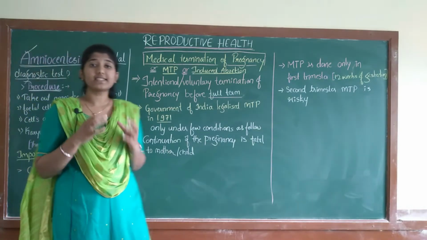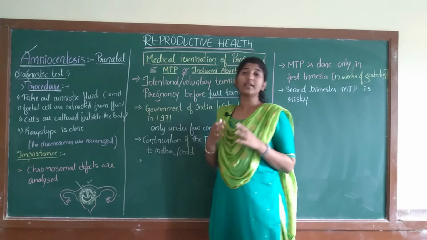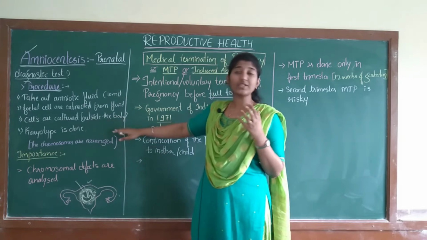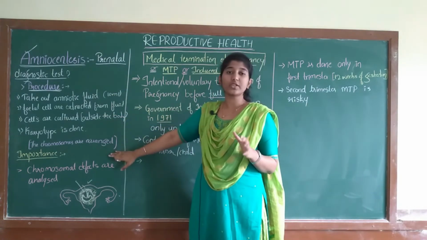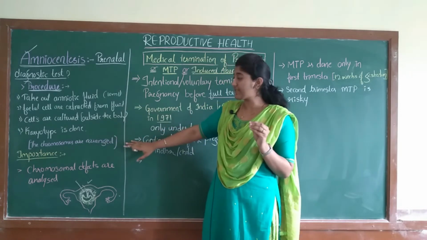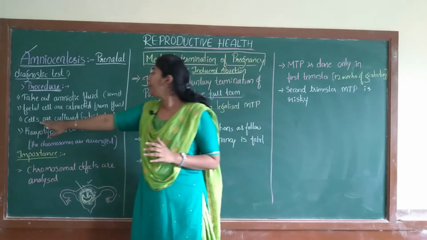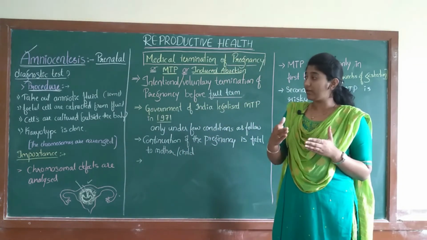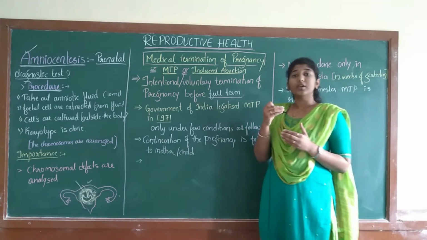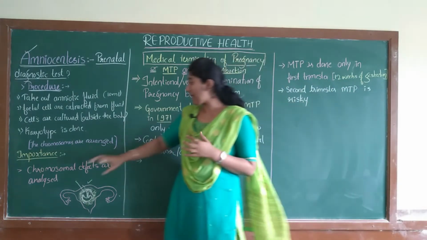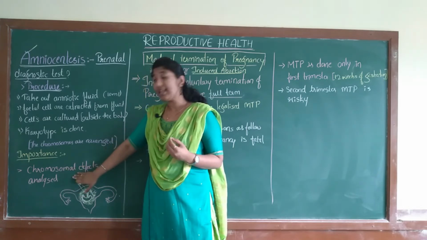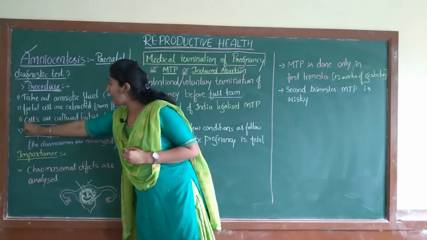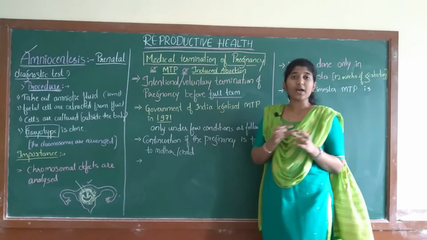Those cells are grown or cultured in the lab, that is, out of the body. This whole procedure is not important for you, but I am explaining it just to help you understand. Cultured means the cells are grown. When the cells are cultured, the analysis of the chromosomes in the baby takes place. That is nothing but karyotyping, where the chromosomes are arranged.